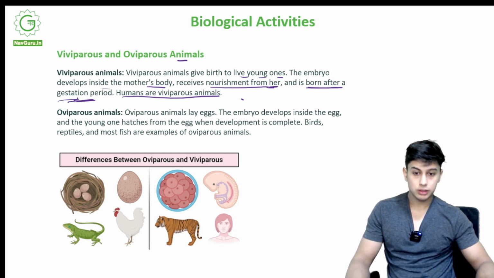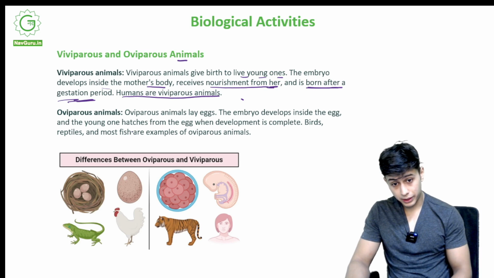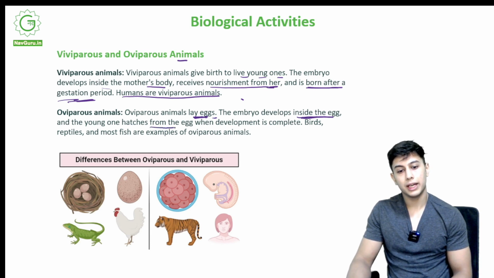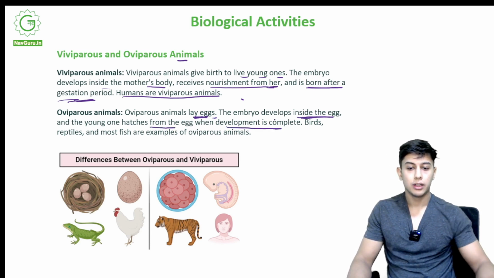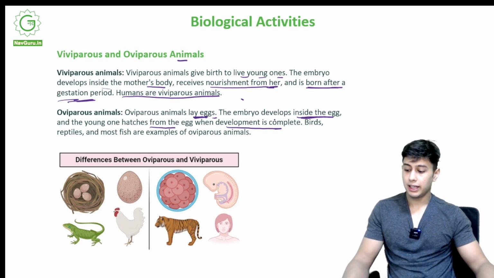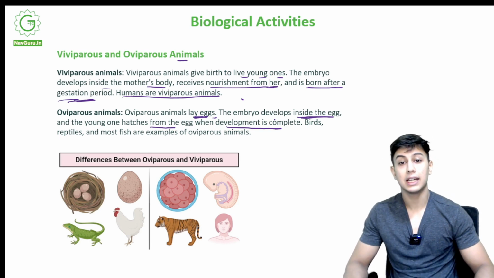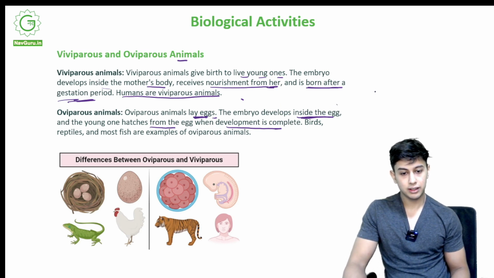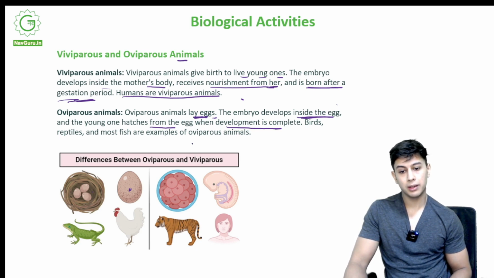What happens in oviparous animals? Oviparous animals lay eggs. The embryo develops inside the egg and the young ones hatch from the egg when development is complete. For example, birds, hens, reptiles like turtles, even platypus. Platypus is a mammal that lays eggs. We can see over here the egg, and the young ones hatch from the egg when development is complete.